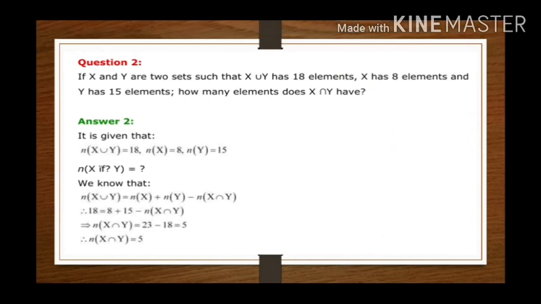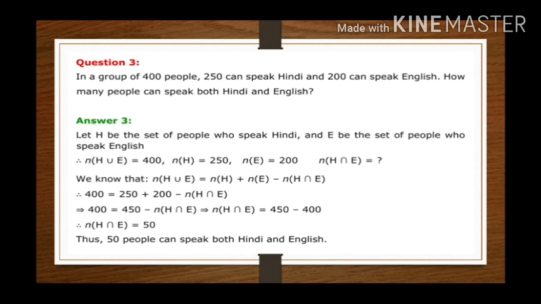Again, using the same formula, cardinality of X union Y is equal to cardinality of X plus cardinality of Y minus cardinality of X intersection Y. The number of elements of X intersection Y will be 5. Okay. Next, in a group of 400 people, 250 can speak Hindi, 200 can speak English. How many people can speak both Hindi and English?